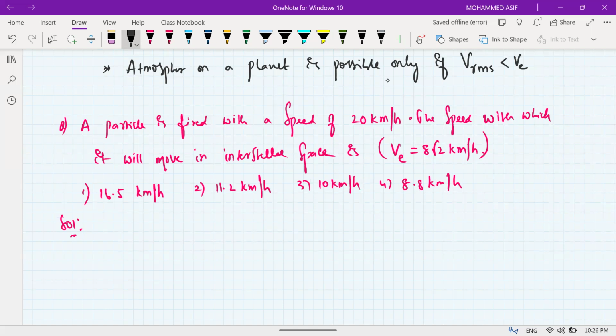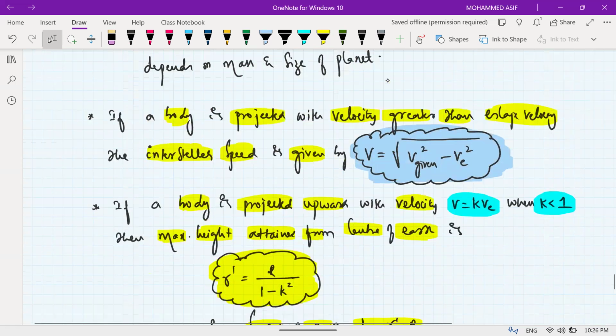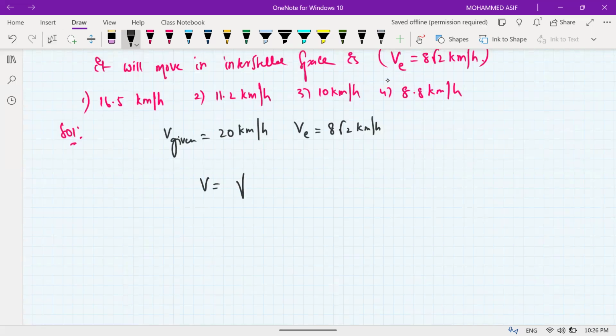The particle is fired with a speed of 20 kilometer per hour. What is the speed with which it will be moving in interstellar space? The given speed is v given equals 20 kilometer per hour. Escape velocity is 8 root 2 kilometer per hour. The interstellar speed is given by the formula v equals under root of v given square minus escape velocity square. Let's see how much we get.